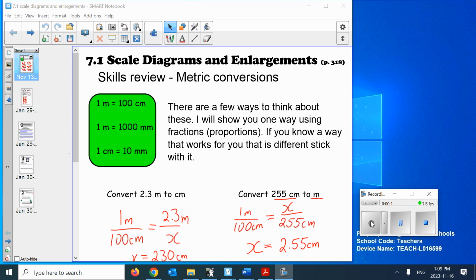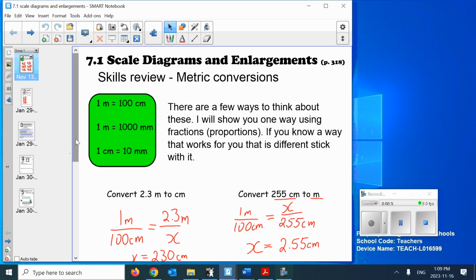Okay, we're taking it up where we left off 2 days ago. Scale diagrams and enlargements. We did a review of metric conversions because we need to be able to switch back and forth between centimeters, meters, and millimeters. It's useful to know how to go to kilometers, etc., but our problems will just stick to centimeters, meters, and millimeters, okay?